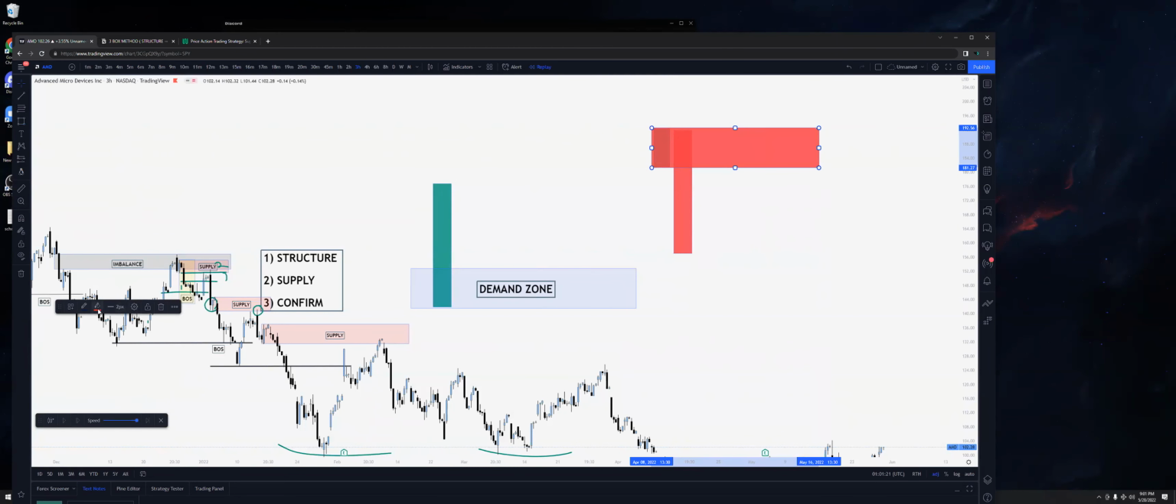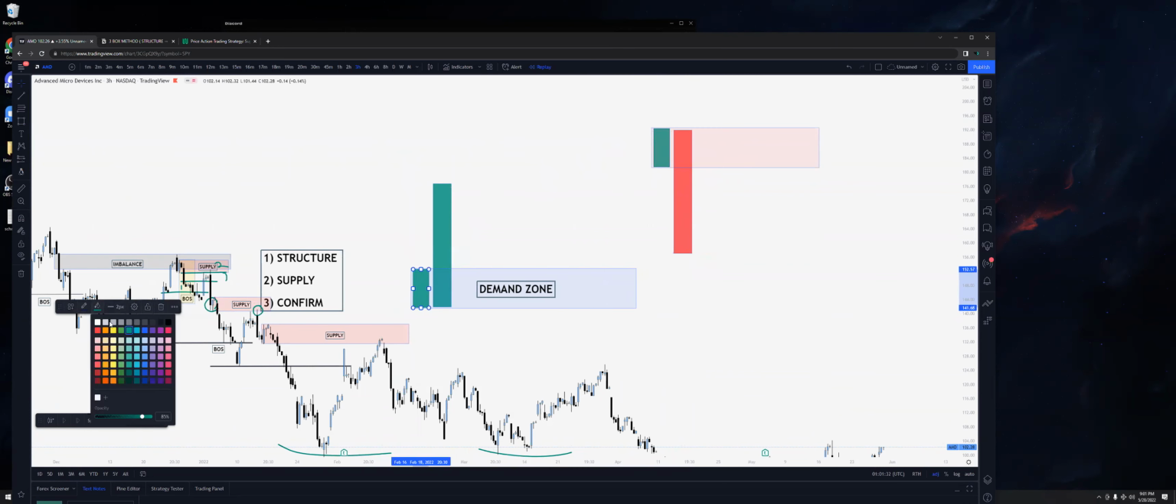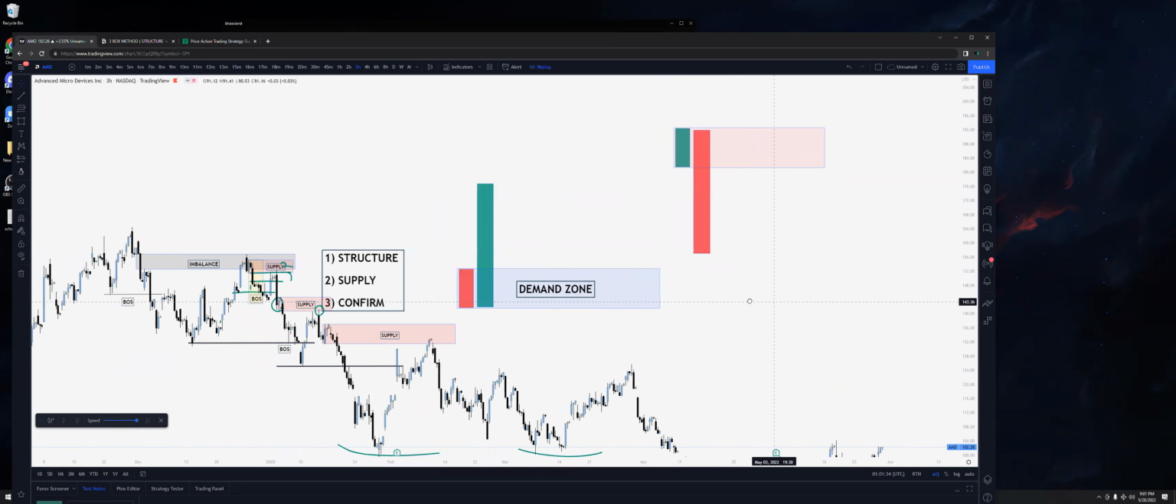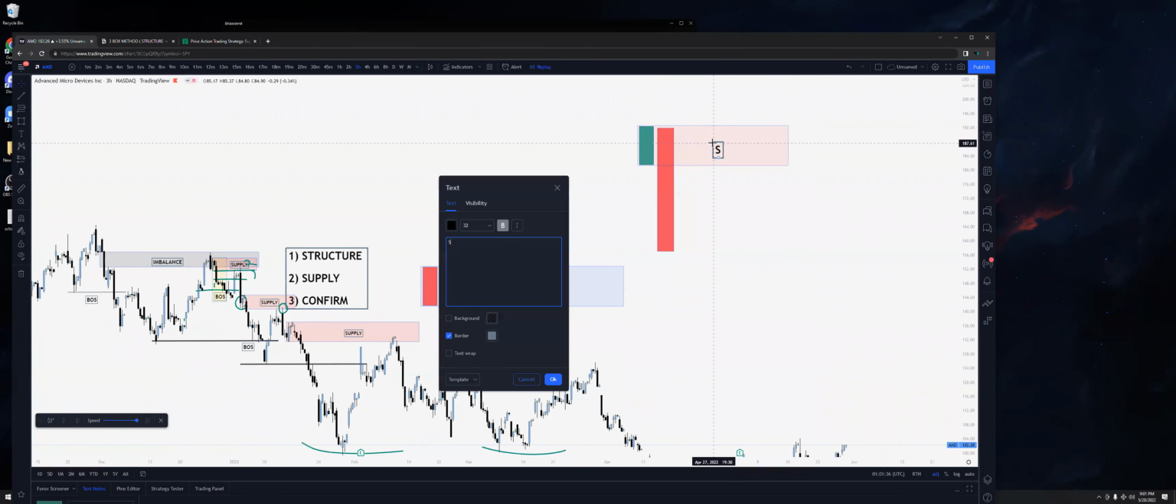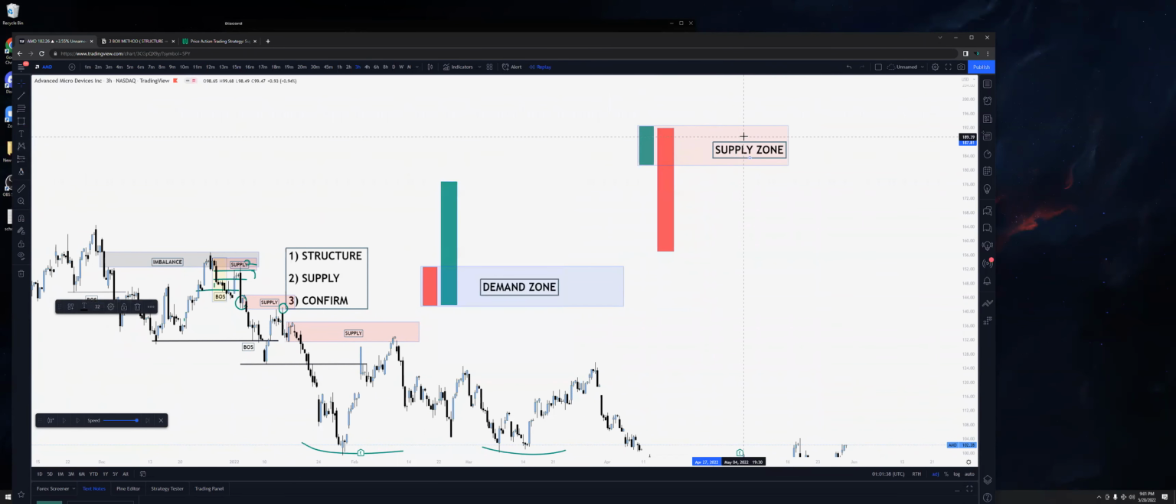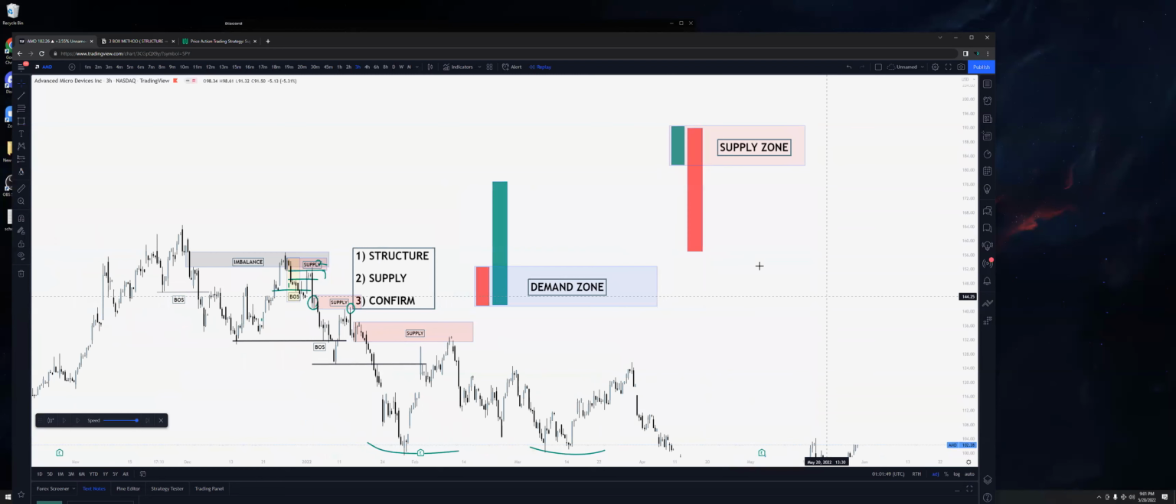Oops, I think I moved the other one. But yeah. There you go. So demand zone is the last bearish candle before the up move. There you go, that demand zone. And then the supply zone is the last up, the last bullish candle before the down move. Okay. That is your supply and that's your demand zone.